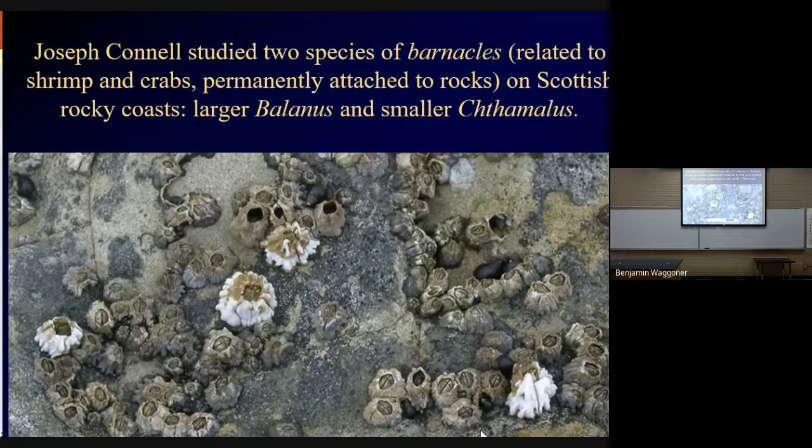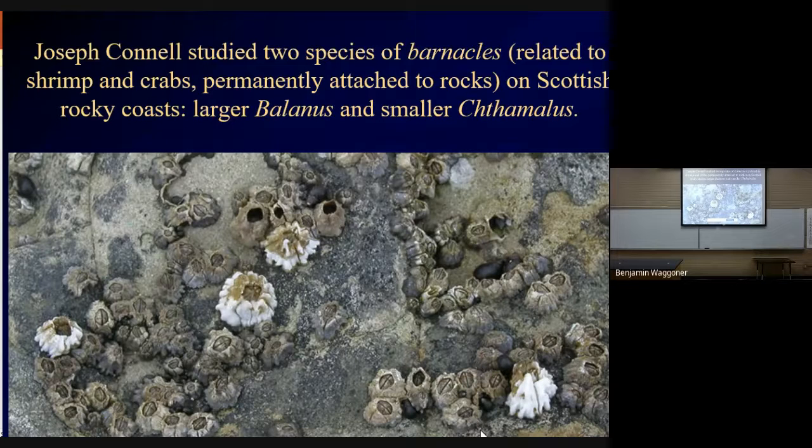And there are some classic studies showing how this works out in real life. Joseph Connell's studies in the 70s, I believe, looked at two species of barnacles. These are barnacles. They look like little volcanoes. They are actually crustaceans, related to shrimp and crabs and all of that. And they'll start out looking like little shrimp larvae swimming around.